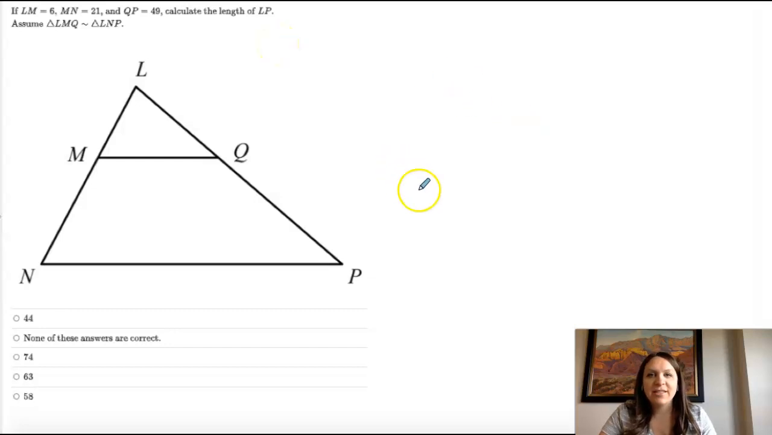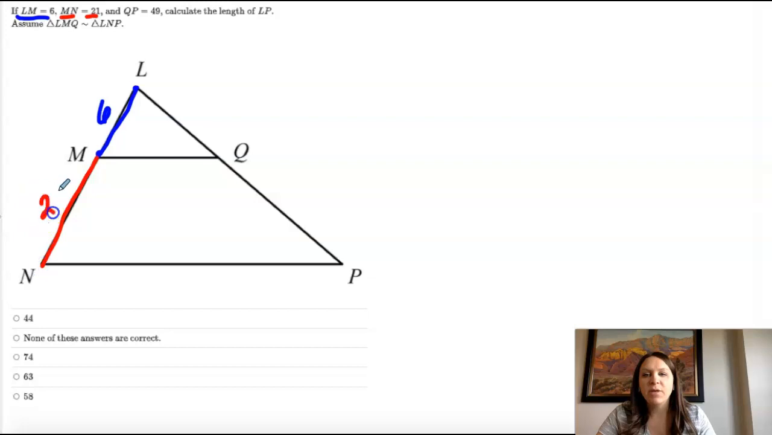Hey guys, in this section, we're going to use similarity to solve problems. So we're looking at geometric figures and we're going to label what we know. On this first question, I know LM equals 6. So this section from L to M is 6. And then the section MN, so from here to here, is 21.